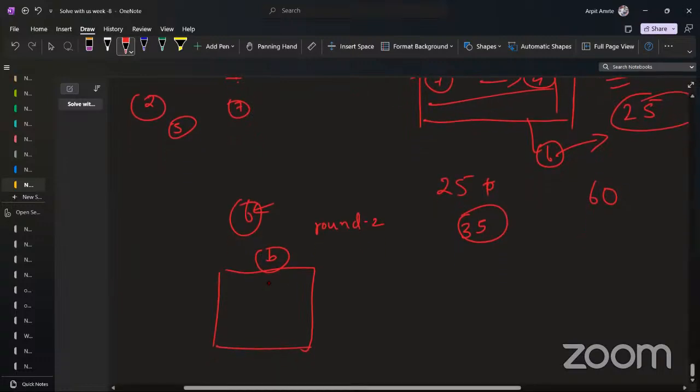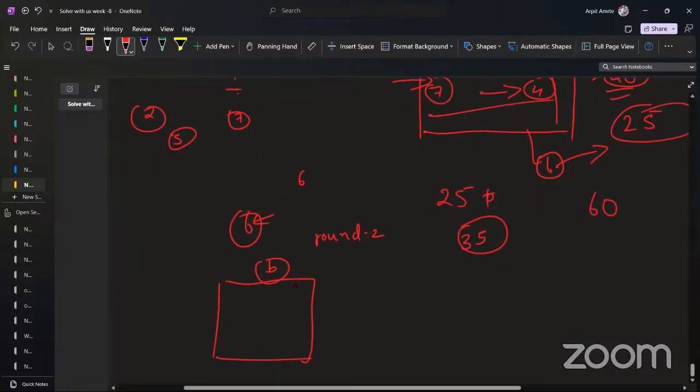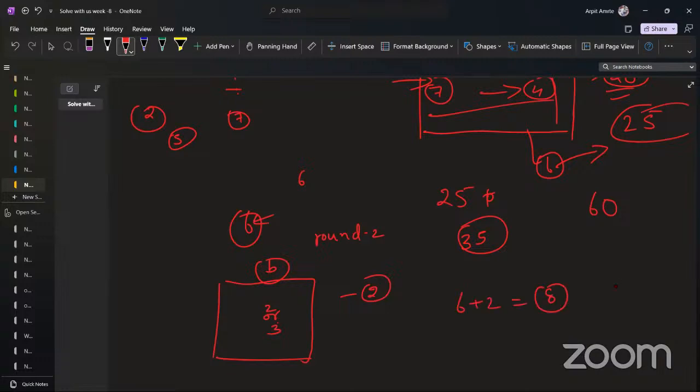In round 2, from these 6 questions, try to take 2 to 3 questions. In the worst case, you take 2 questions, so 6 plus 2 is 8 questions solved out of 12. If one of them is wrong, at least 7 questions you will definitely solve. And how many marks does each question carry?